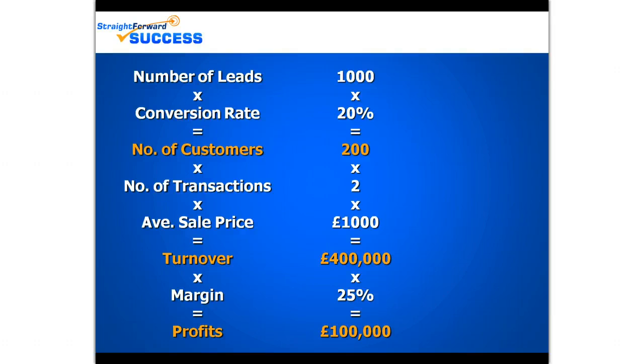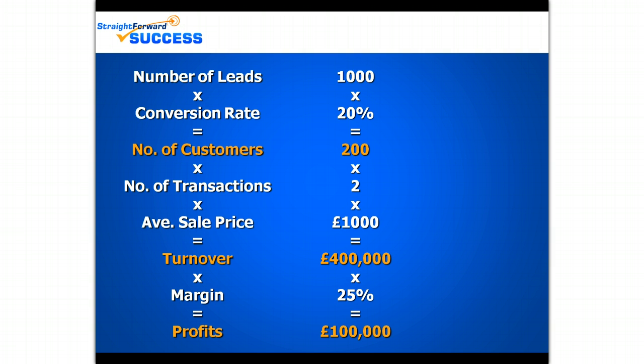Let's assume that this business has 1,000 leads this last year, and that 20% of those turned into customers. So you had a 20% conversion rate, so 20% of 1,000 gives you 200 customers. And let's assume that they bought from you twice in the period, and that each time they did buy, they spent £1,000. Your turnover would be £400,000. Now let's assume that the margin is 25%, so your profit would be 100,000, a quarter of 400,000.